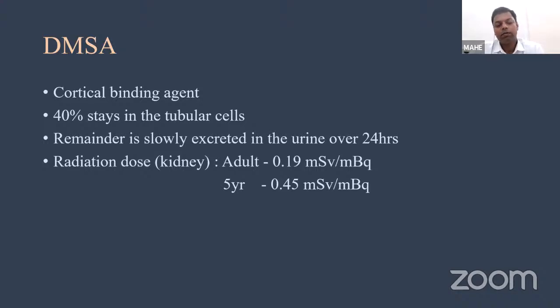Radiation dose, most people have asked this. Because DMSA is usually done in pediatrics, in young children, the radiation dose is very low compared to X-ray or CT scan. An adult dose is 0.19 millisievert, and for a 5-year-old, it will be 0.45.